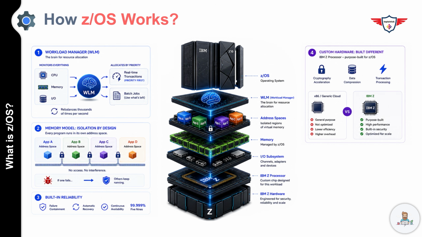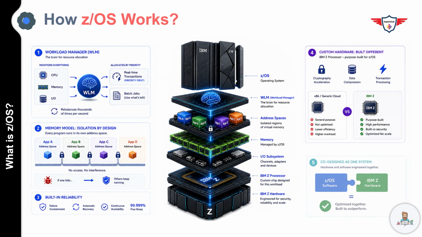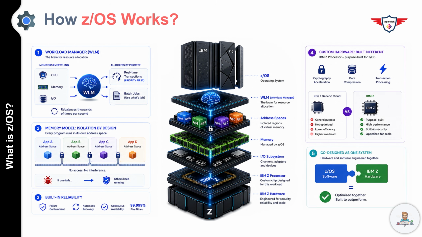The hardware and the operating system are not separate products bolted together. They are actually co-designed. IBM engineers the chip and the operating system together as a single system. The co-design is another reason why z/OS performs the way it does. You cannot replicate these performance characteristics just by running it on different hardware. The hardware is a part of what makes it work.